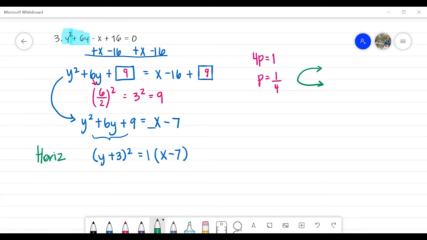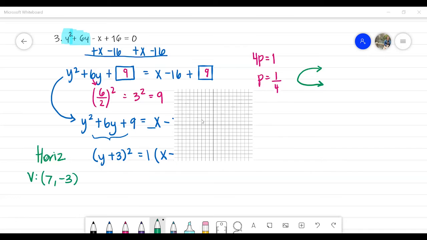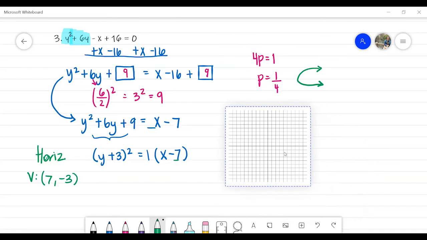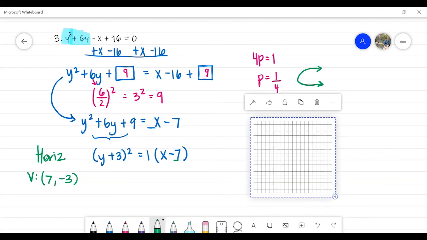So let's fill in some of what we know and start graphing so we can get to stuff we don't know yet. The vertex, remember x's value is always first, so that's 7, -3. We do want to bring out our graph so that we can start getting to the focus and to the axis of symmetry and directrix.